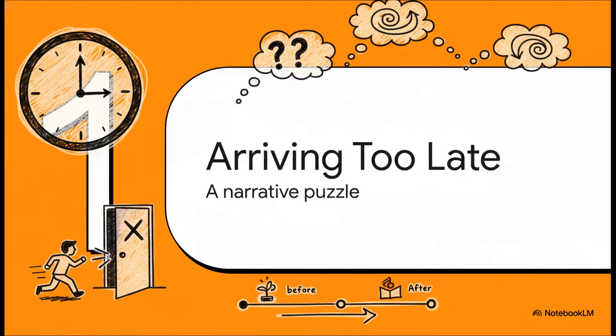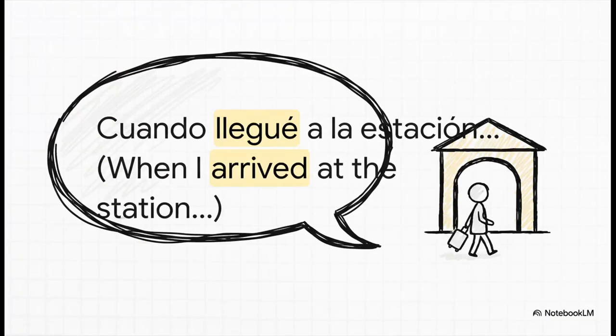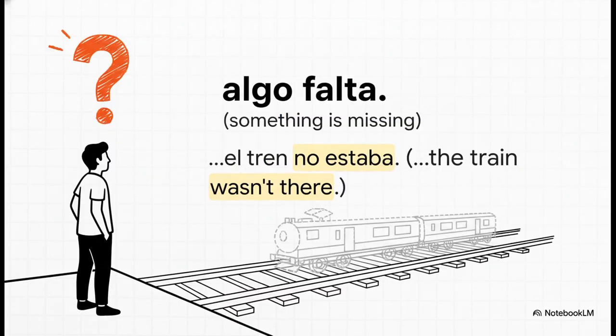Okay, let's kick things off with a super common situation. It seems pretty simple on the surface, but it actually creates this little narrative puzzle that can be kind of tricky to solve clearly in Spanish if you don't have the right tense. So picture this. You're telling your friend a story, and you start off with a simple, completed action in the past. You use the preterite tense. Cuando llegué a la estación, when I arrived at the station. So far, so good. And then you follow it up with the next piece of the story, el tren no estaba. The train wasn't there.